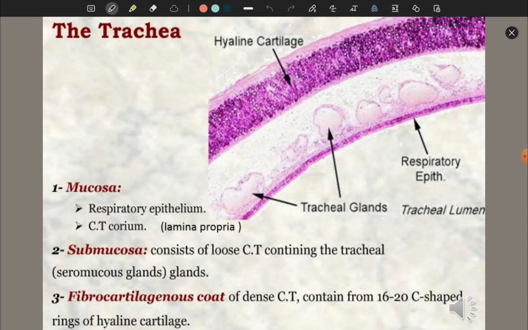So these are the layers. If we count them, starting from the first layer, the mucosa is composed of the respiratory epithelium and the lamina propria. The mucosa is the epithelium plus lamina propria. Okay? Later on comes the submucosa, as I discussed.